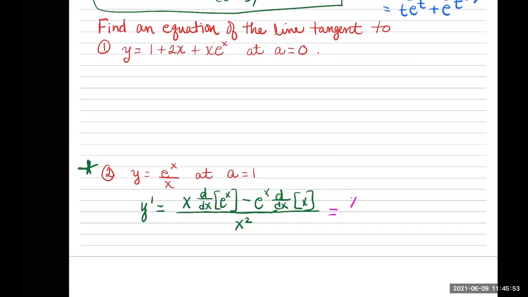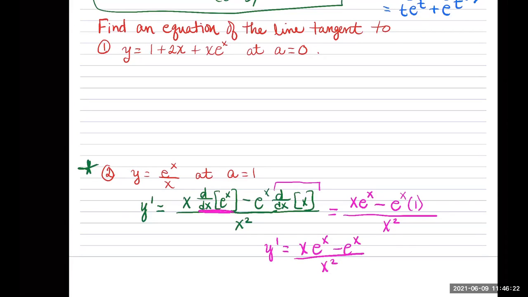That means we have x times the derivative of e to the x, but the derivative of e to the x is itself, minus e to the x times the derivative of x, but the derivative of x is just 1. So if the problem just said find the derivative of that function, we would be finished. That's our derivative. That's the new part.